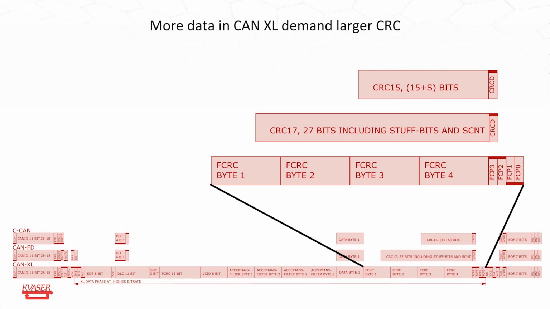And the end is just the CRC, and as you can see here, for 8 bytes we need 15 bits for the CRC. For 64 bytes we need 27 bits, and for 2048 bytes we actually only need 32 bits to get the same Hamming distance of protection of the data frame.